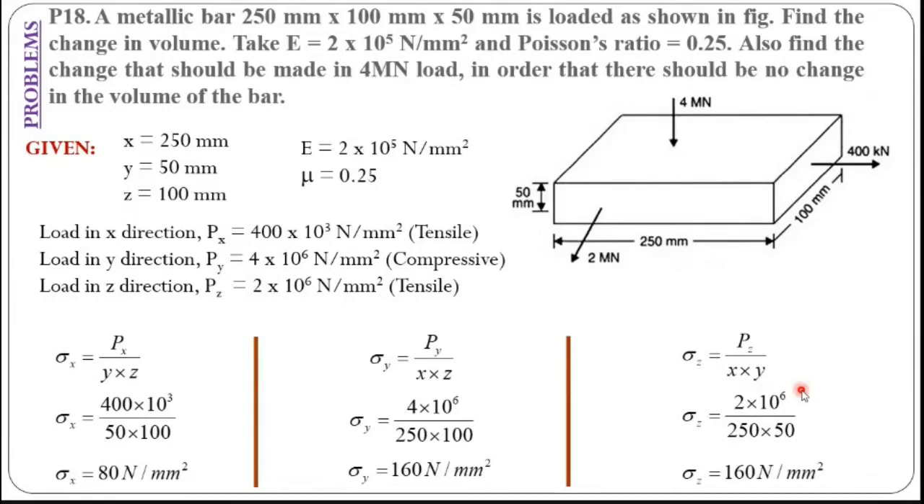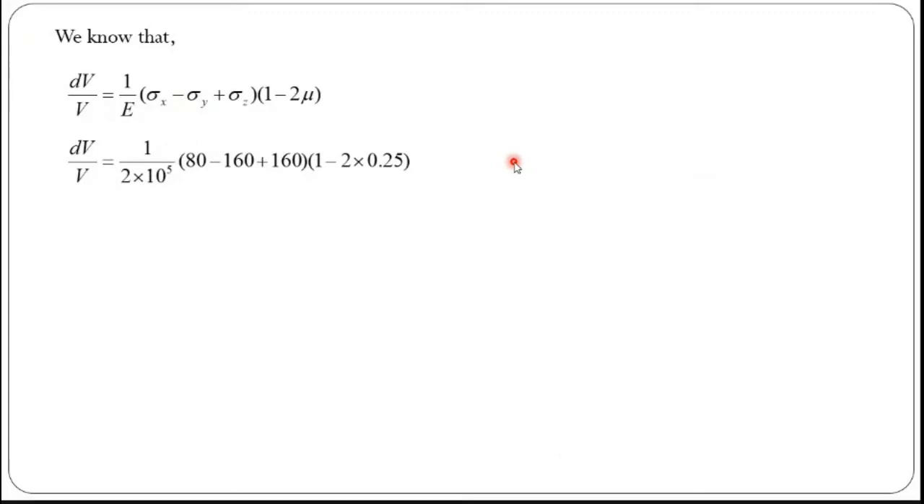So now I got the stress in X direction, in Y direction, and in Z direction. The only thing is I have to identify what is my change in volume. You know the formula. The change in volume is 1 by E, sigma X minus sigma Y. Listen, why do we put a negative here? Because your Y direction is compressive. That's why we put a negative here. Plus sigma Z into 1 minus 2 mu. All the values are known. Let me substitute it. So we'll get the volumetric strain.